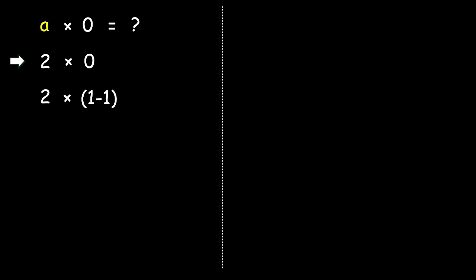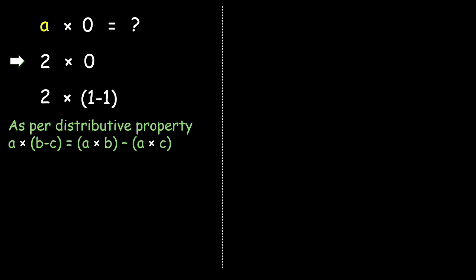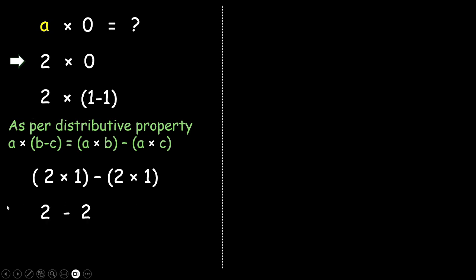Now we have studied the distributive property, which says that a multiplied by b minus c is a into b minus a into c. So let's apply this distributive property here. So this will be 2 into 1 minus 2 into 1. That is equal to 2 minus 2, that is 0. So 2 into 0 is also 0. Now we have looked at positive numbers. Any positive number multiplied by 0, or 0 multiplied by any positive number, is 0.